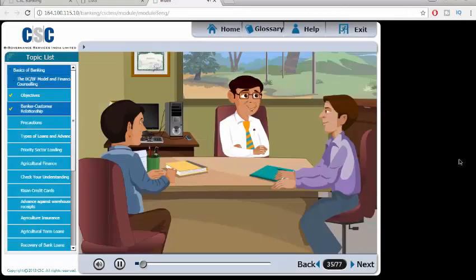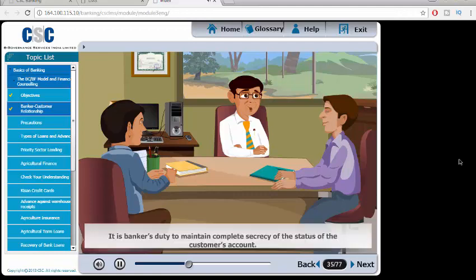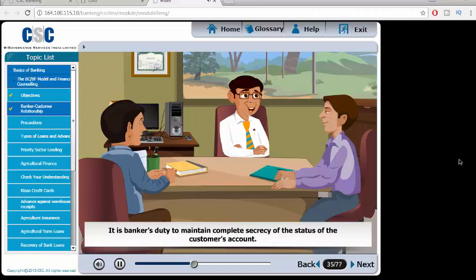We know that anyone conducting a banking transaction with a bank is the bank's customer. A bank customer is entitled to a definite assurance that information regarding his or her accounts remain a matter of knowledge only between the banker and the account holder. Therefore, it is the banker's duty to maintain complete secrecy of the status of the customer's account.